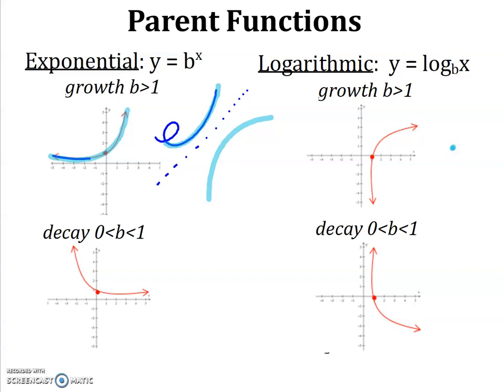Some things that we're going to graph: we're going to graph the asymptote, and then we're also going to graph the y-intercept, and then it's just going to be in the shape of an exponential or a log graph, growth or decay.